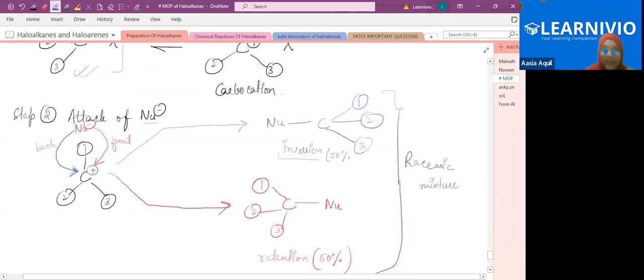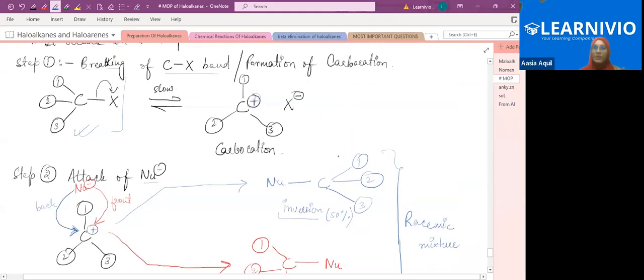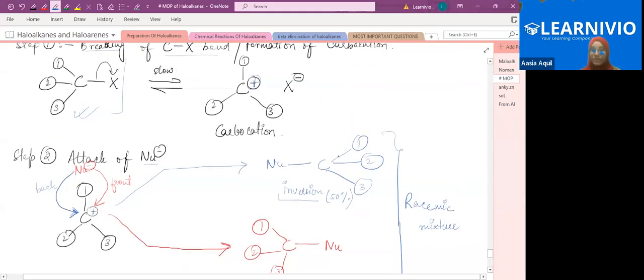Okay. And there is another case in which the nucleophile can attack this carbocation from the back side also. If the nucleophile attacks from the back side, what will be the product? The nucleophile will be attached on the left side of the carbon. So in this case, this is your inversion product. What does inversion mean? It's just like an inverse. You just have to inverse the orientation of the substituents that the substrate had, and you will get the inversion product.